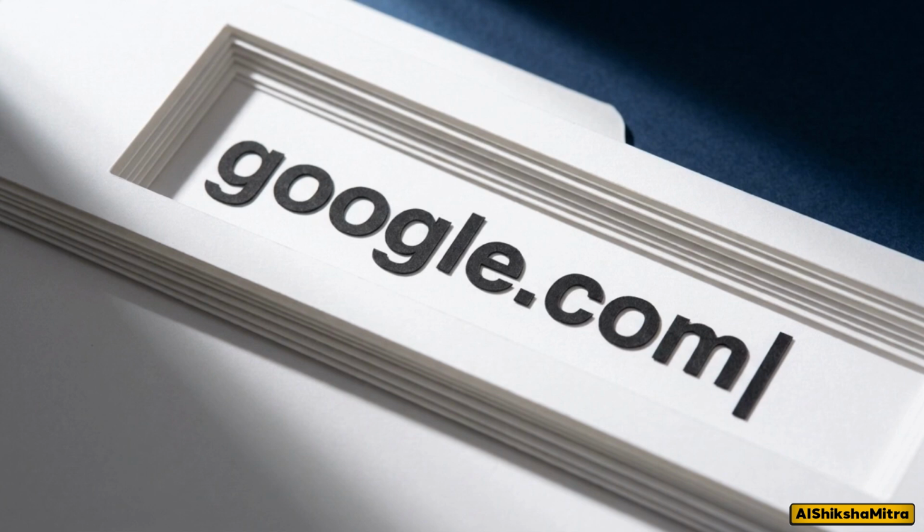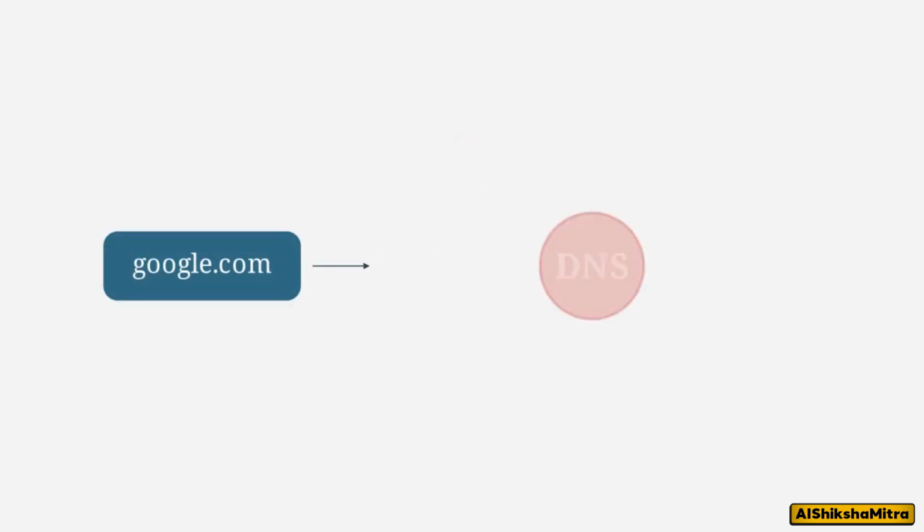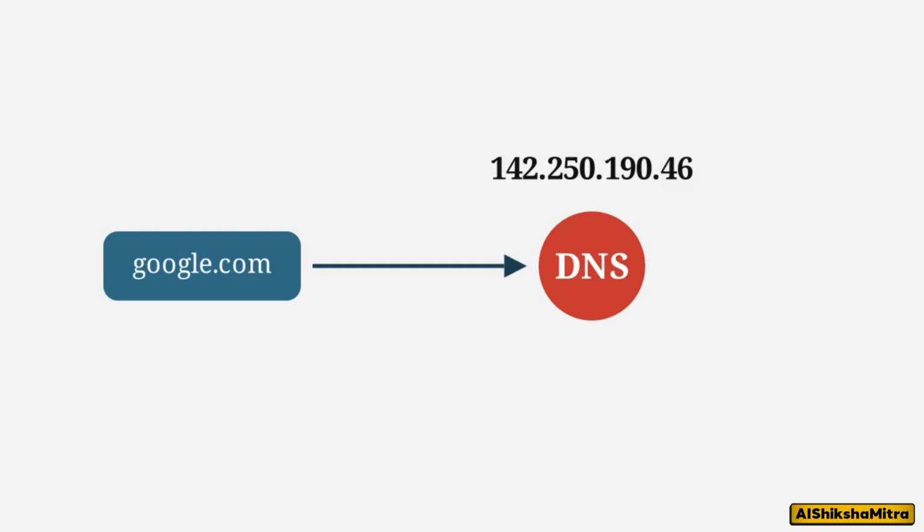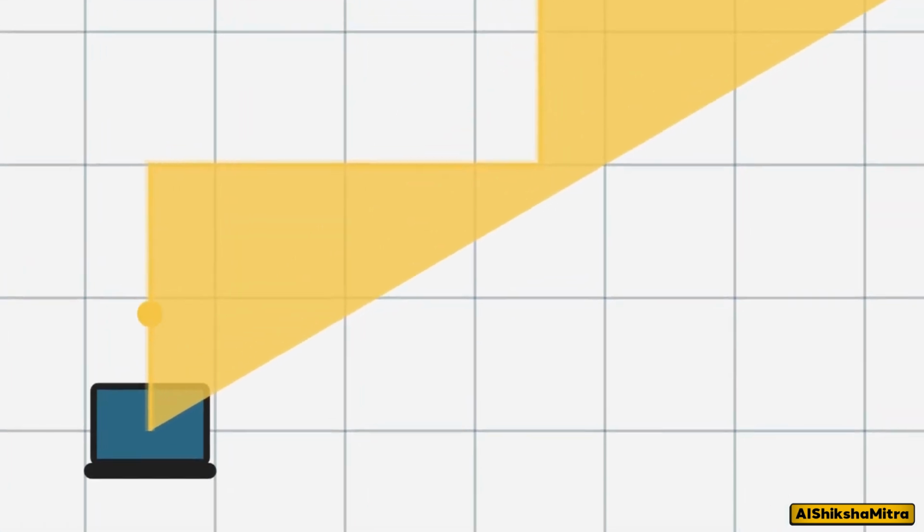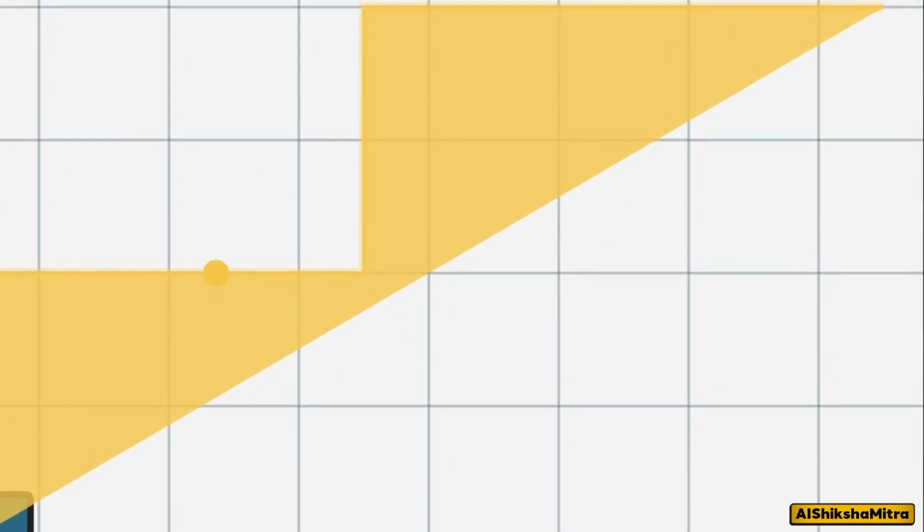That address, like google.com, is called a domain name. It functions as the specific street address for a destination in our digital city. This map shows how your device finds that address using the Domain Name System, or DNS. Computers don't communicate with words, they use numbers. The DNS acts as the internet's GPS, translating the name into a numerical coordinate.